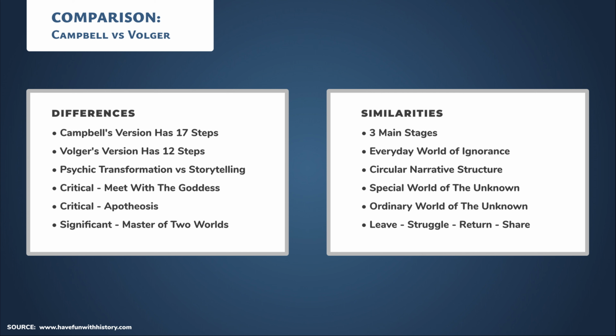But keep in mind that these models, although very similar, were created for very different purposes. Campbell's model was created to explore the psychic transformation of the hero as a stand-in for the collective conscious of humanity via the monomyth, while Vogler's version is simply a model for writers. While Campbell was a literature professor focused on comparative mythological research, Vogler was a screenwriter and author focused on storytelling.